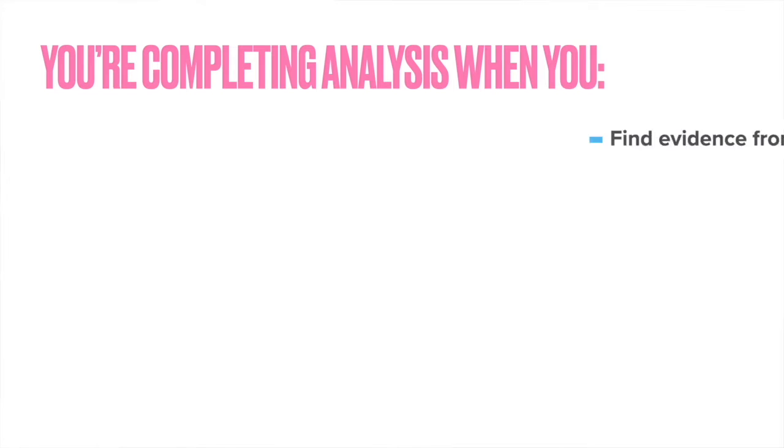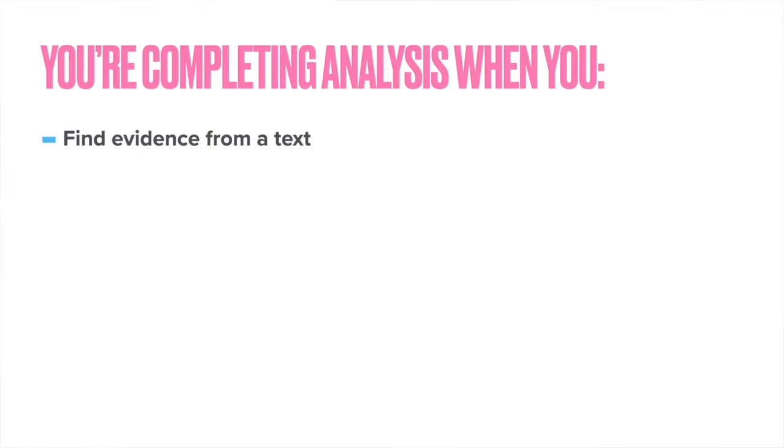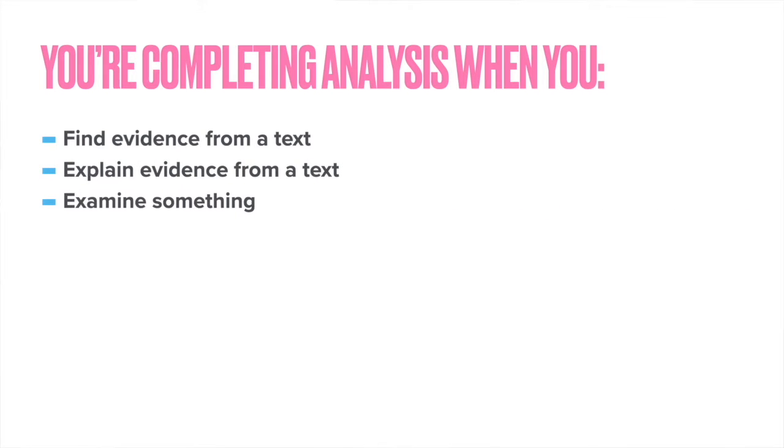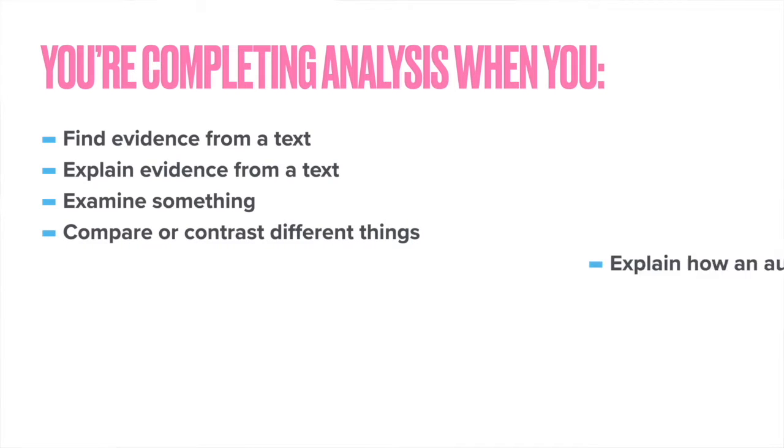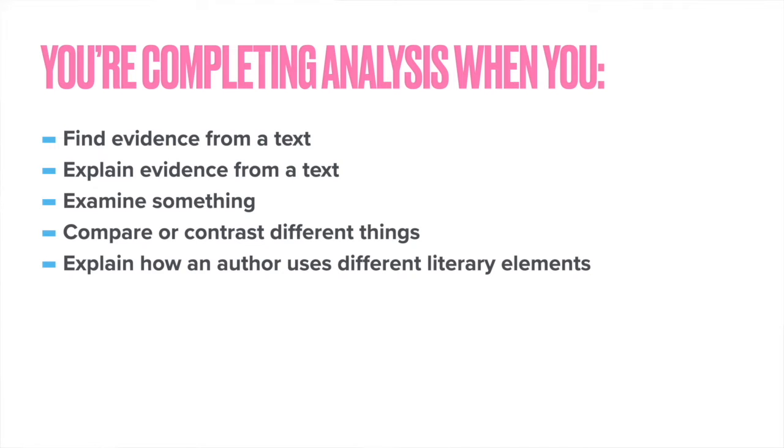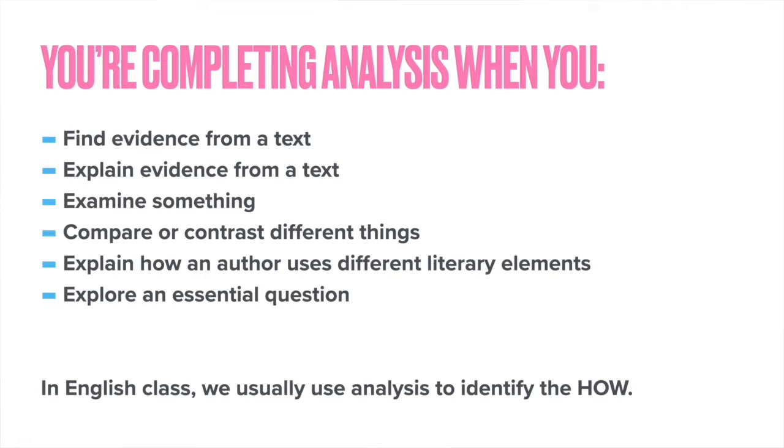You are completing analysis when you find evidence from a text, or when you explain that evidence from the text, when you examine something, or when you compare or contrast two different things, and when you explain how an author uses different literary elements, and when you explore an essential question. In this class, we usually use analysis to identify the how of things. So if you're looking at how something is done, that is usually analysis.